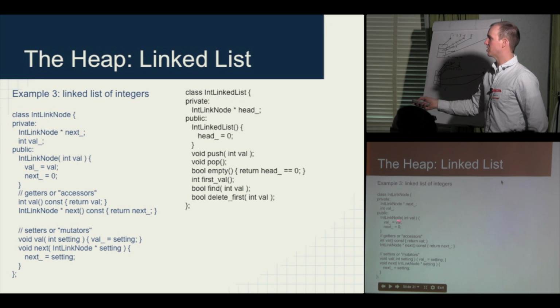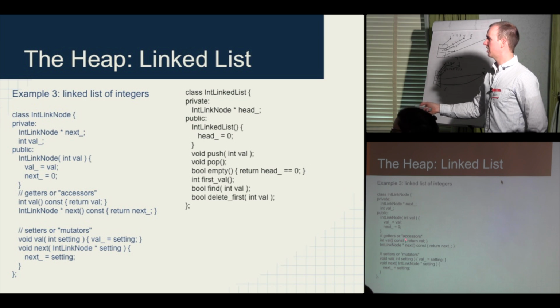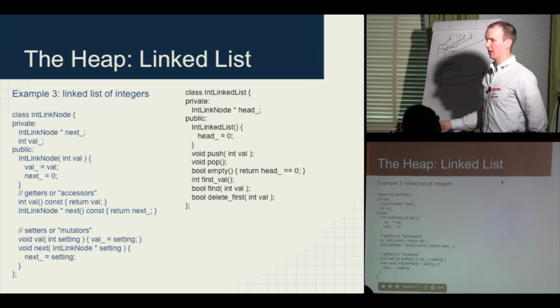And so you can imagine this default constructor where you initialize it with the value and set this value to be some input value, and then the next pointer to be null. And then here are getters and accessors. Or I'm sorry, getters are accessors for the value and for the next pointer. And then for setters and mutators, the value and the next pointer.